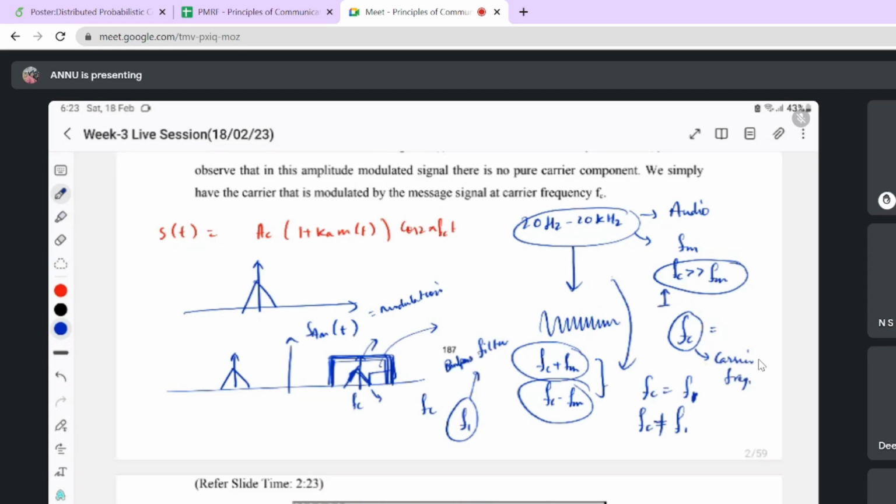Yes, sir, please, question. Ma'am, suppose this is the case of DSBSC demodulation. Then we have read that for filtering, this filter should have its range greater than fm and less than 2fc plus fm, something like that.